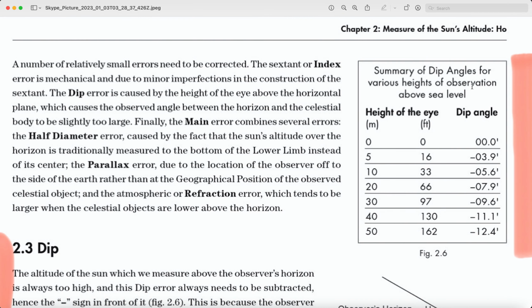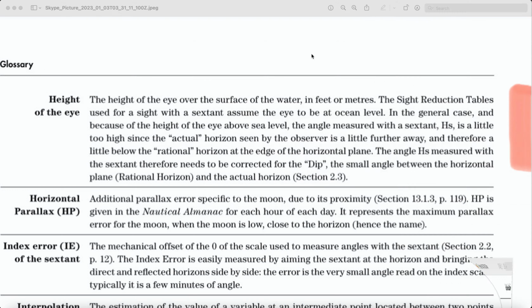So here we are, a summary of dip angles for various heights of observation above sea level, in meters and feet. When there's 0 meters, 0 feet, you have 0 dip angle. It's that simple, that's very obvious. Okay, height of eye: the height of the eye over the surface of the water in feet or meters. The sight reduction tables used for a sight with a sextant assume the eye to be at ocean level.